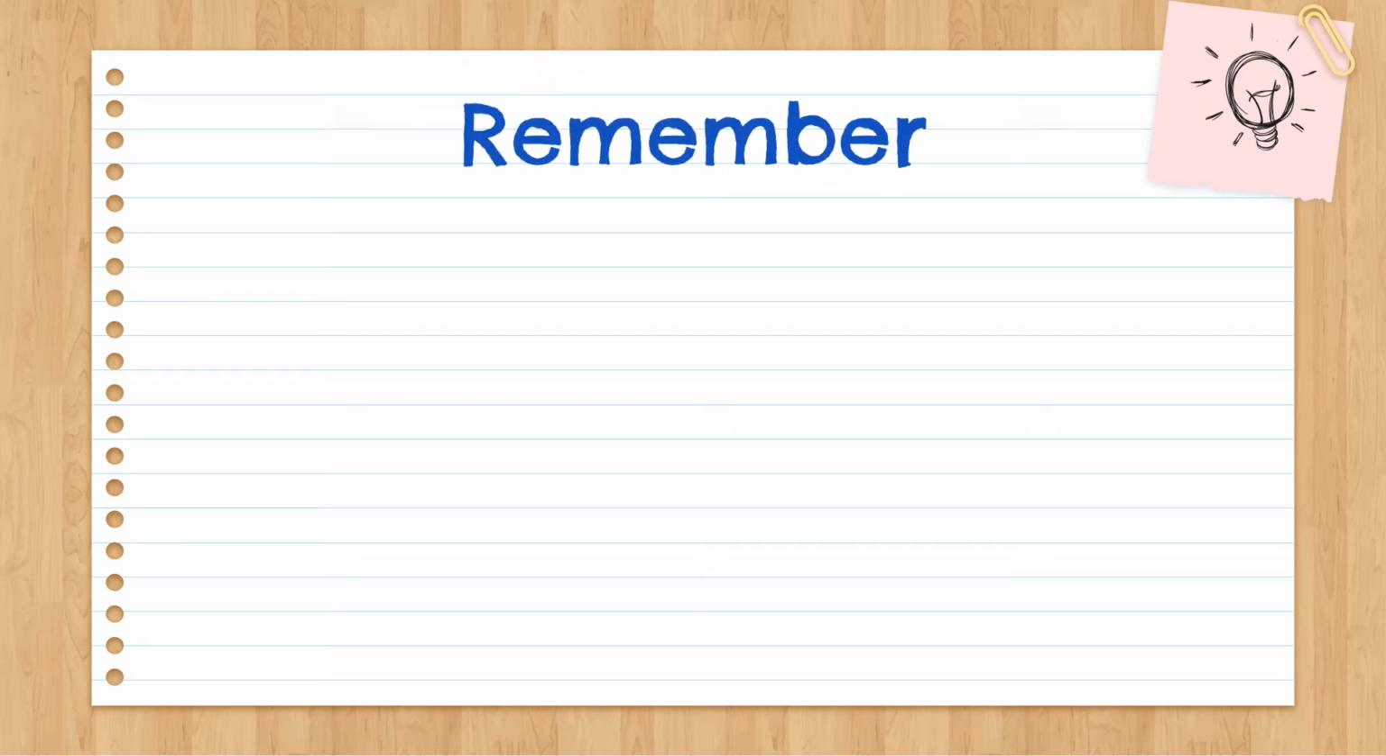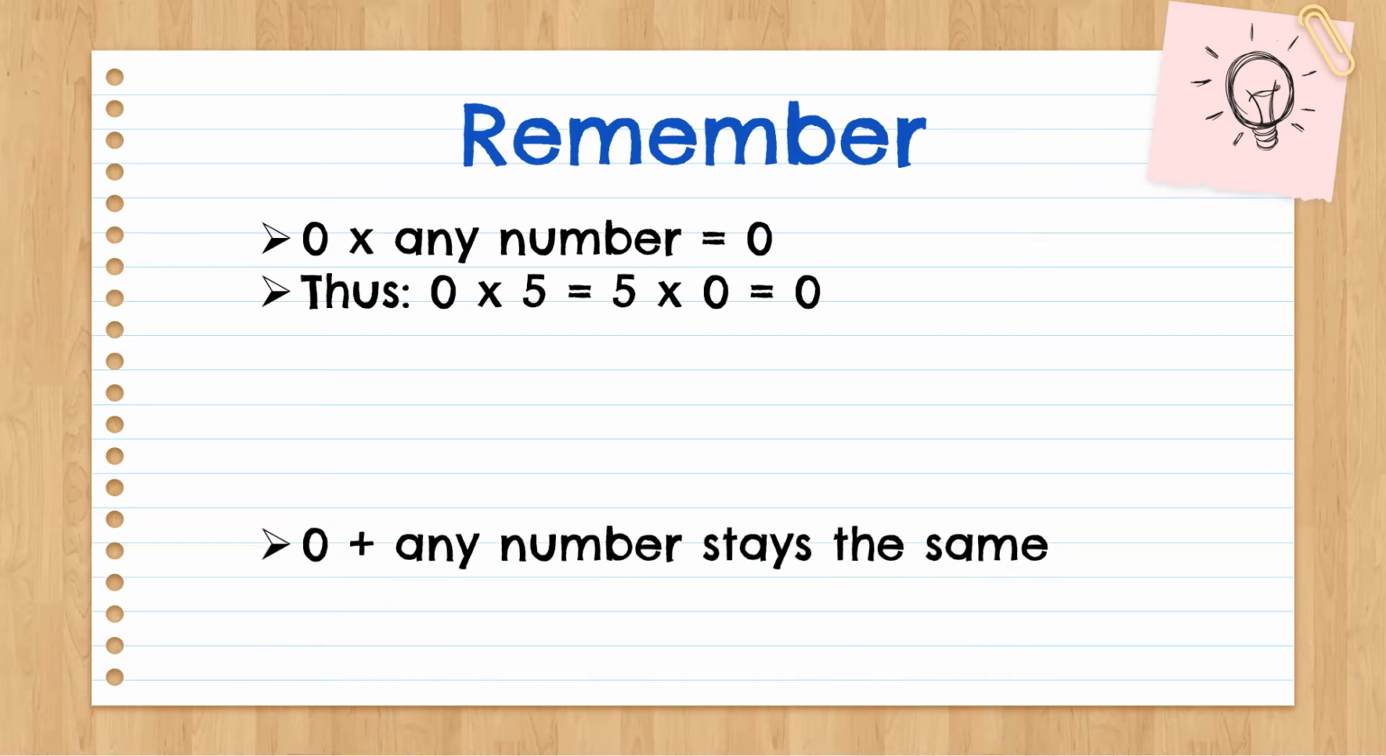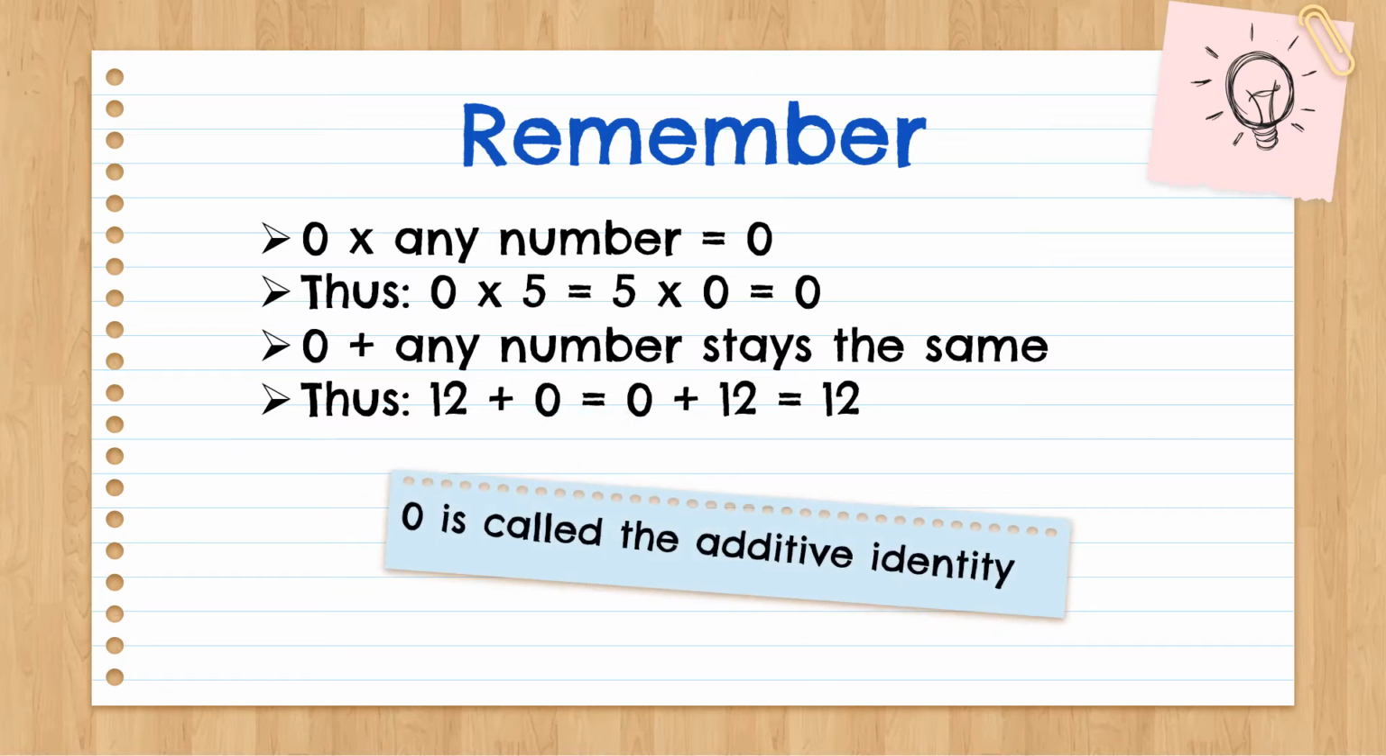Remember, this means that some important information is going to follow now. 0 times any number equals 0. Thus, 0 times 5 is the same as 5 times 0, which is equal to 0. 0 plus any number stays the same. This is the example. 12 plus 0 equals 0 plus 12 equals 12. 0 is called the additive identity.